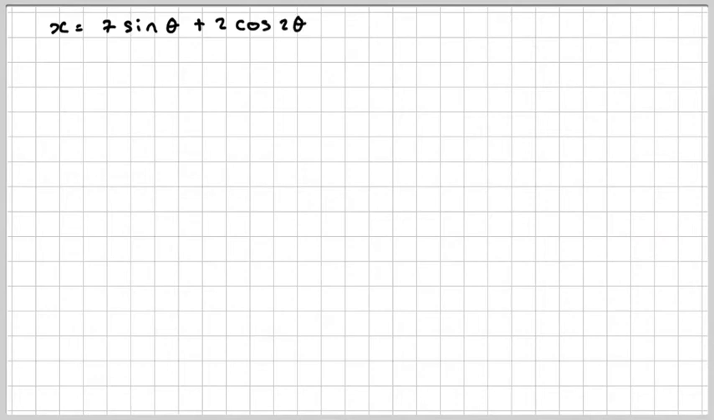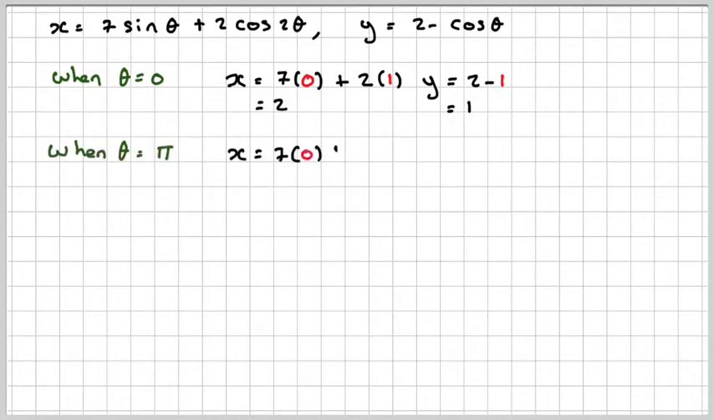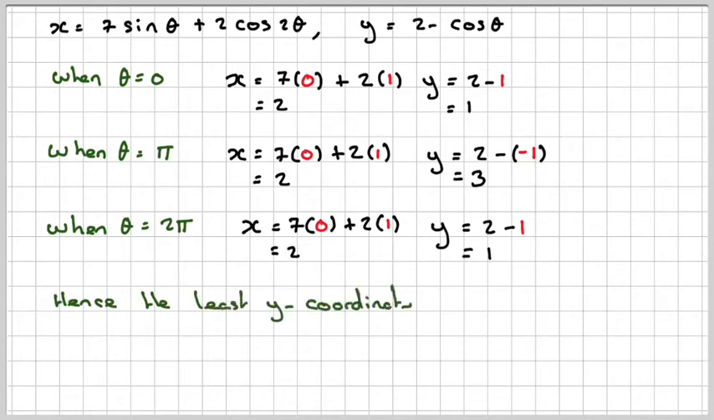Okay, so we've got x is 7 sine theta plus 2 cos 2 theta, and y is equal to 2 minus cos theta. When theta is equal to 0, the x coordinate will be 7 times 0 plus 2 times cos of 0, which is 1, so that gives 2 times 1, which is 2. And y is 2 minus 1, which is 1. That actually gives you the least value. When it's pi, you get 7 times 0, plus 2 times 1, which is 2, but y is 2 minus minus 1, which is 3, which actually gives you the greatest value. And then when it's 2 pi, you're just going to get a repeat of this one up here. Okay, so the answer is that the least y coordinate will be 1, the y value here.